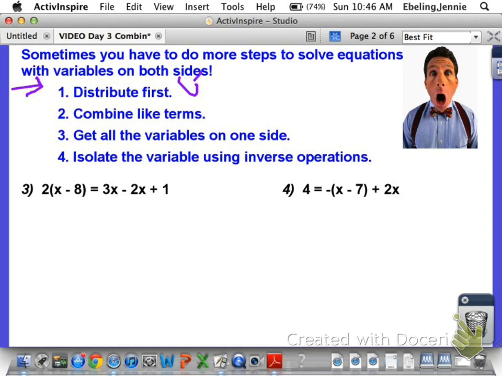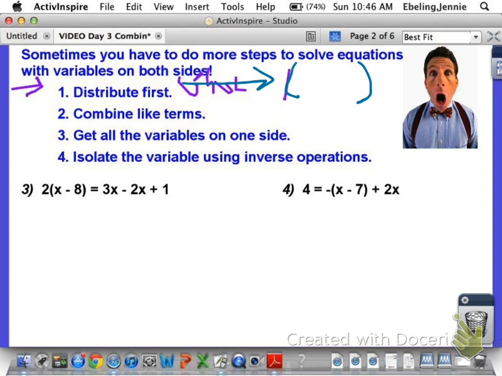The pen doesn't want to write now. Oh, that's supposed to say distribute first when there are parentheses. Let's see if I can maybe get a different color. Maybe, I don't know here. So I want to distribute first when I have parentheses.